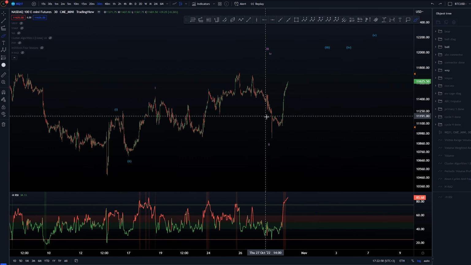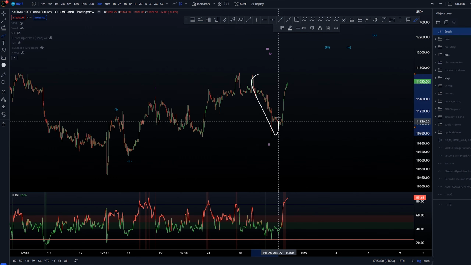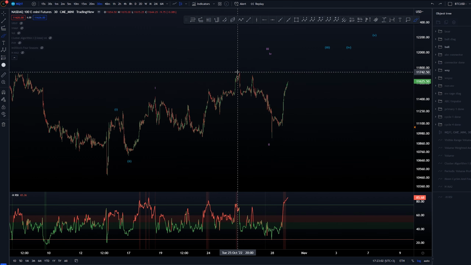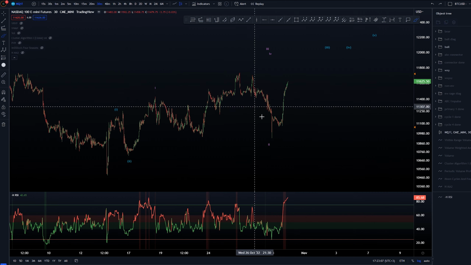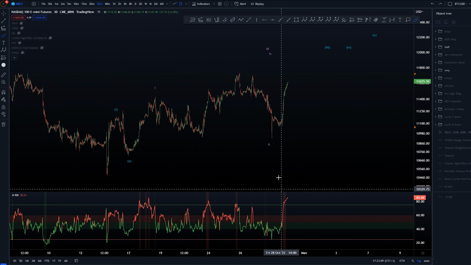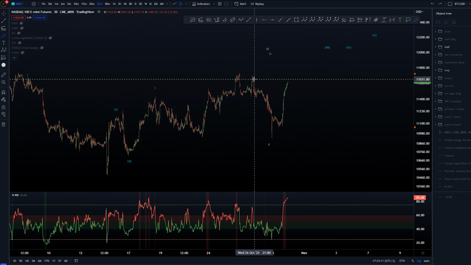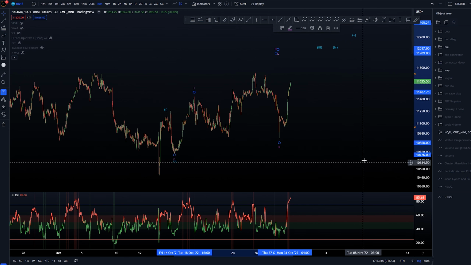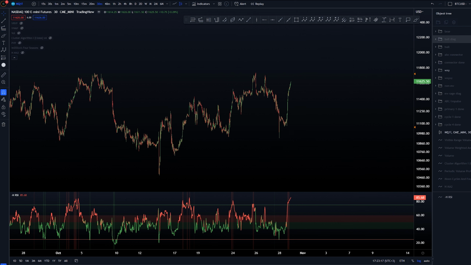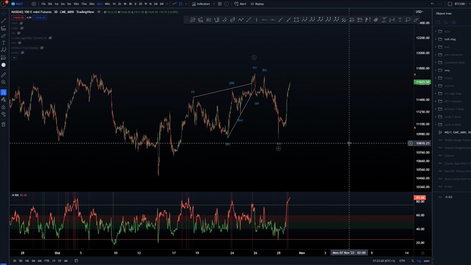ABC does not really seem to be fitting because, again, I would rather label this as a five-way structure than anything else as an ABC. Again, it gets right to the 2.618 extension, which is again a max for any kind of a flat structure here. So keep that in mind. Again, not very probable to be the case.